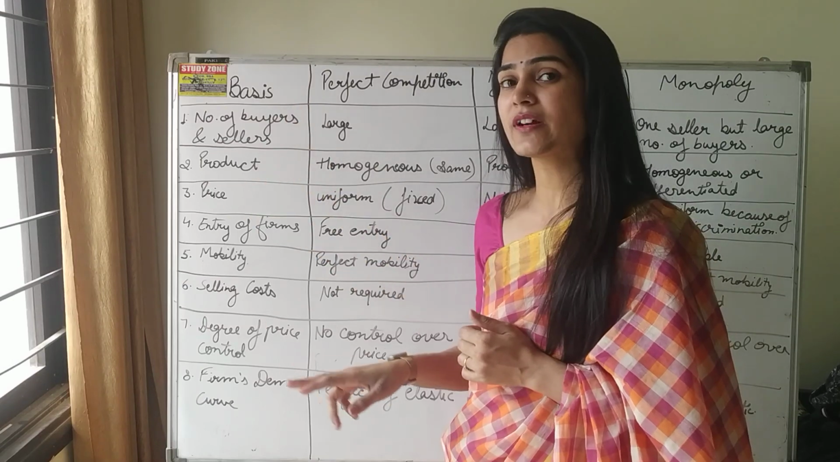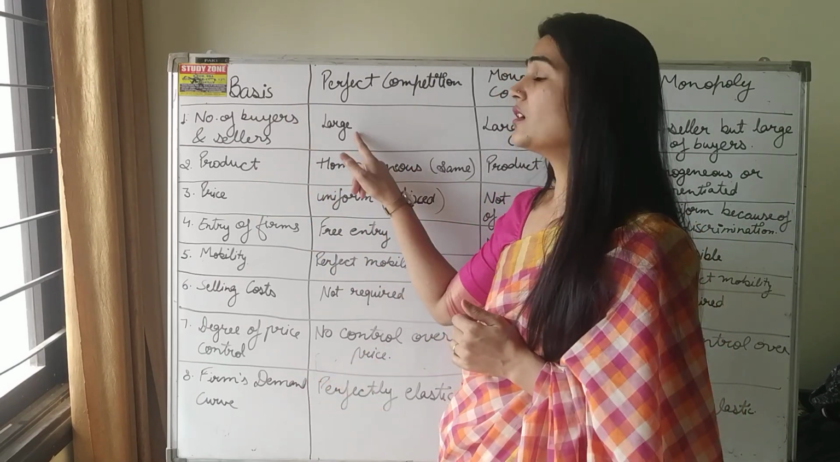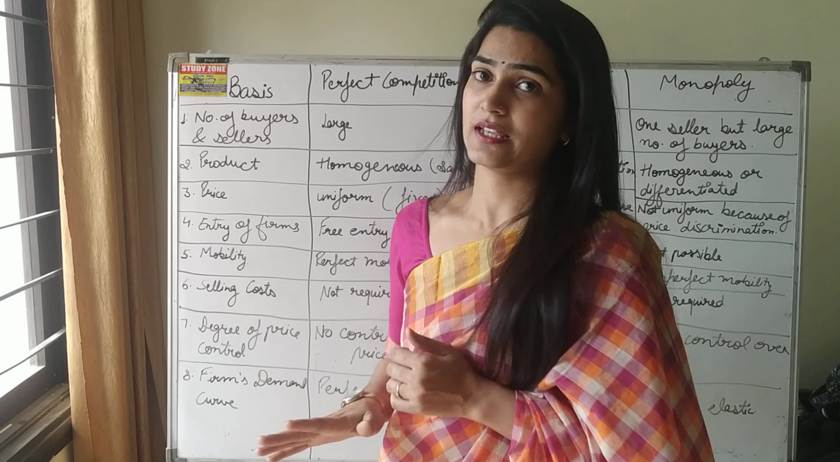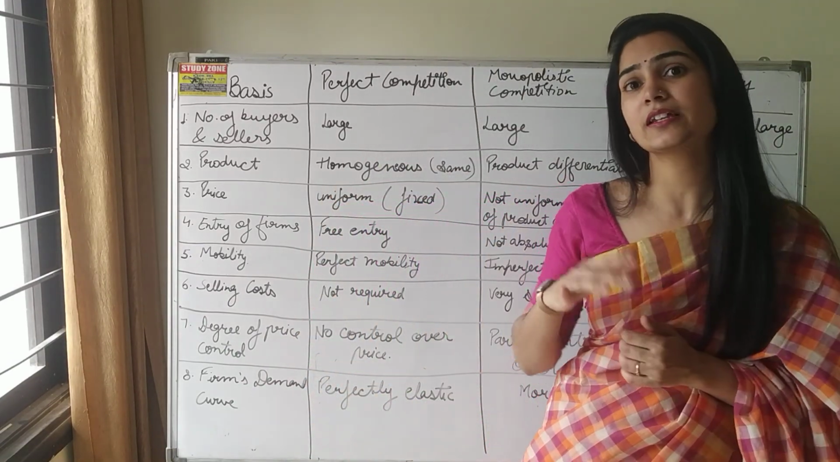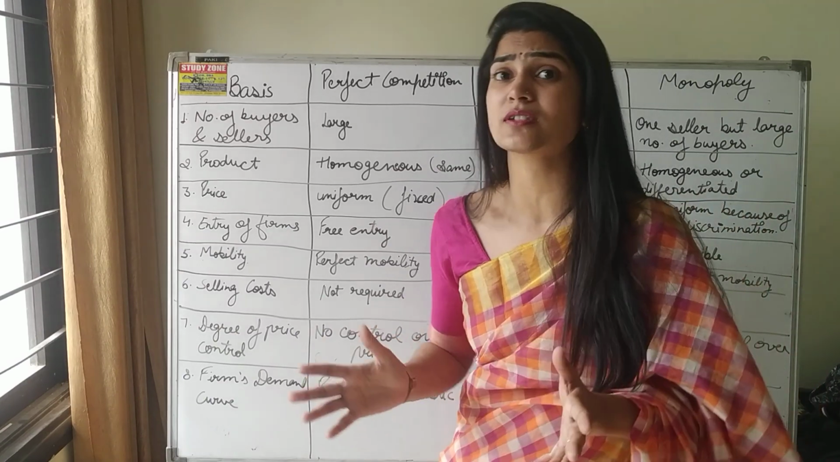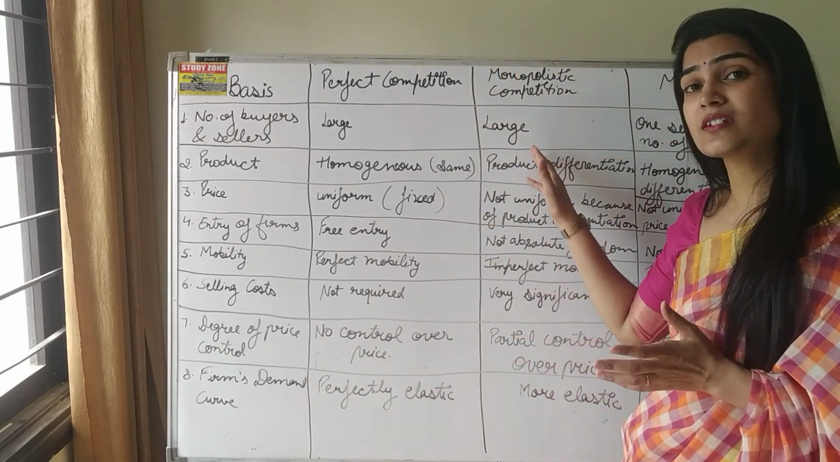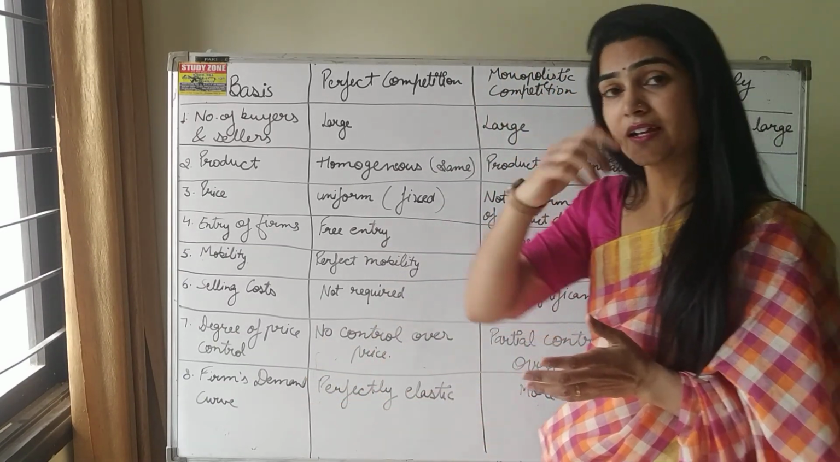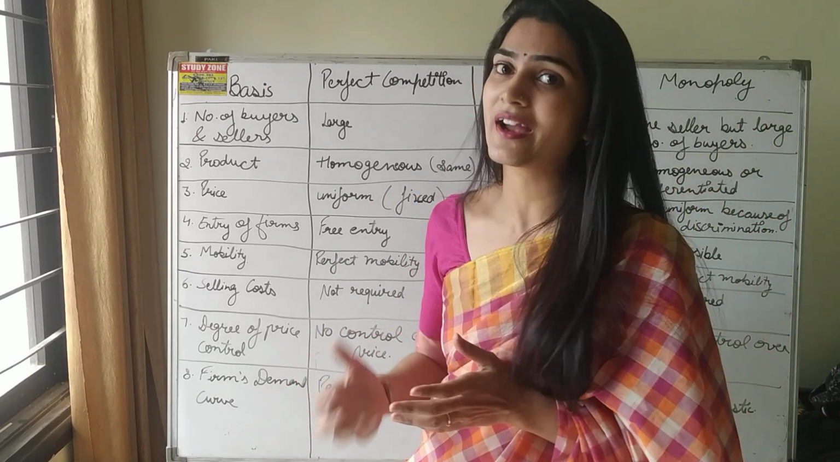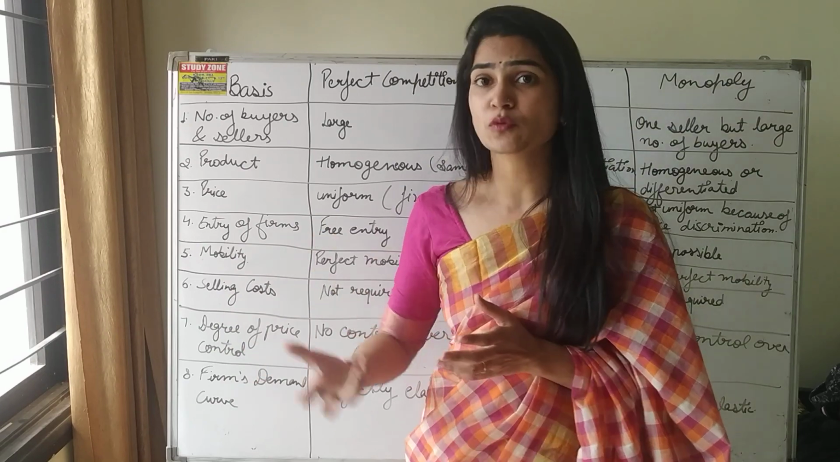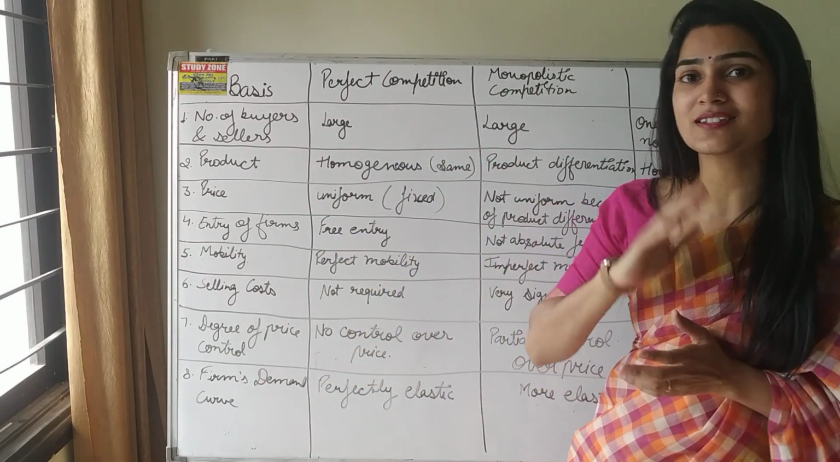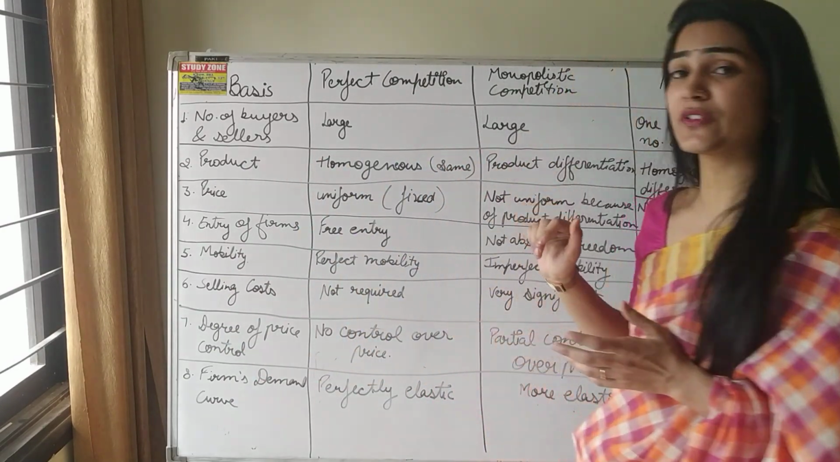So in perfect competition there are a large number of buyers and sellers. In perfect competition the number of sellers and the number of buyers are large, many buyers and many sellers. In monopolistic competition, the same is there. There are a large number of sellers and a large number of buyers. We can take the example of toothpaste. We can take the example of soaps. So there are a large number of buyers and a large number of sellers in these types of industries.